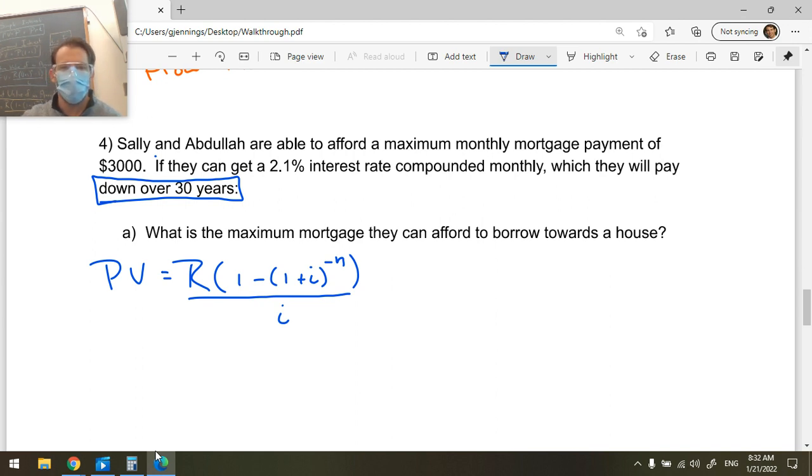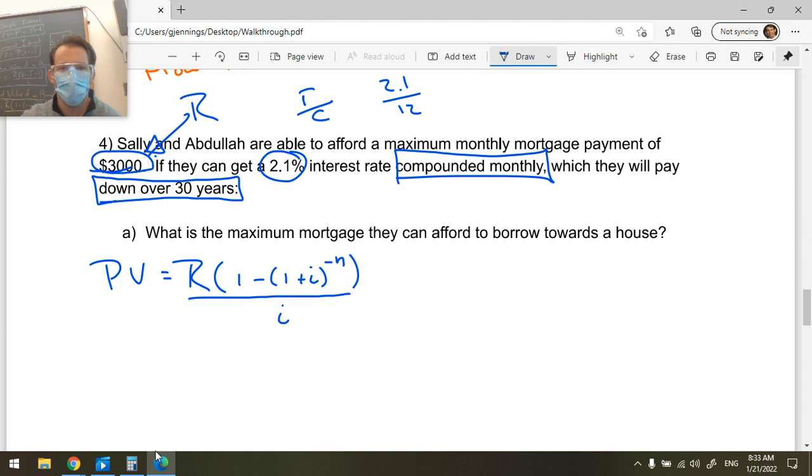First, we need to get our i's and our n's and our R's. So here's our R, regular payment, $3,000. That's big R. Here is the little r, the interest rate. And then r divided by c, again, we're compounding monthly. This is very common to be compounded monthly, so get used to dividing by 12. r divided by c, so 2.1 divided by 12. That gives me my i. And what is 2.1 divided by 12?